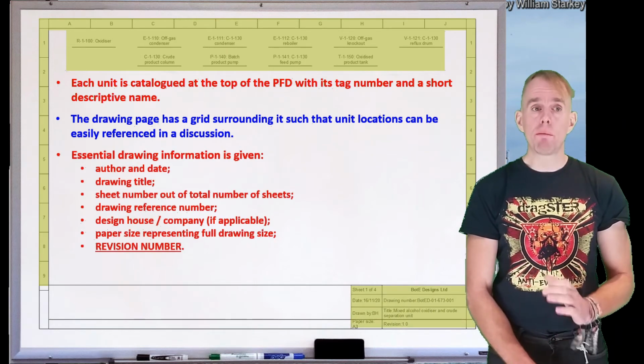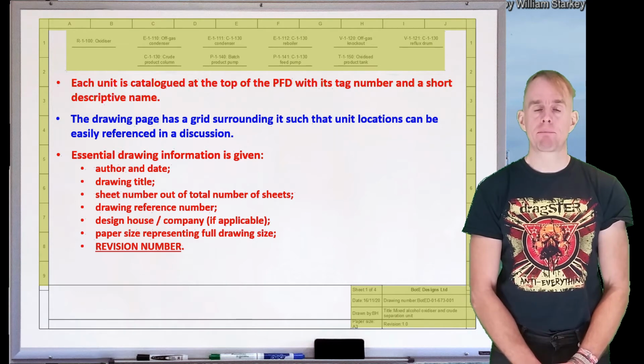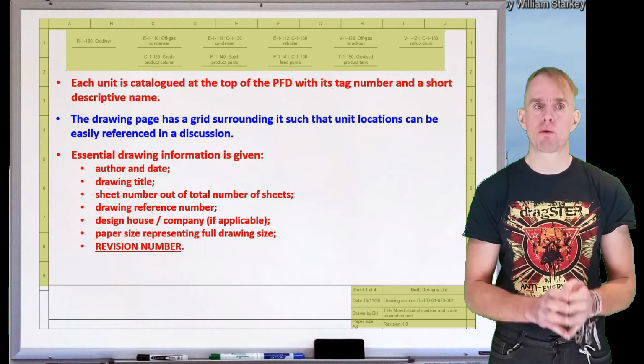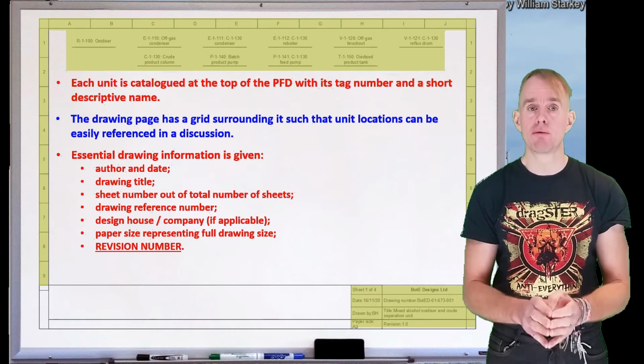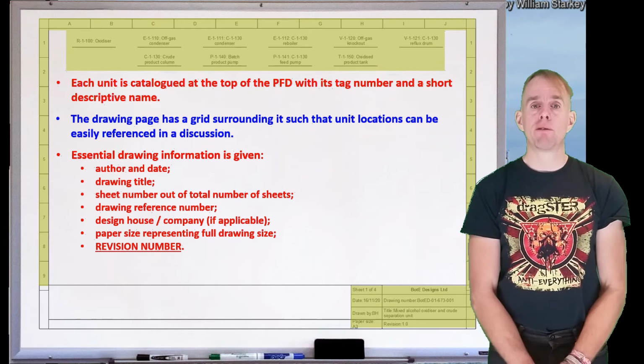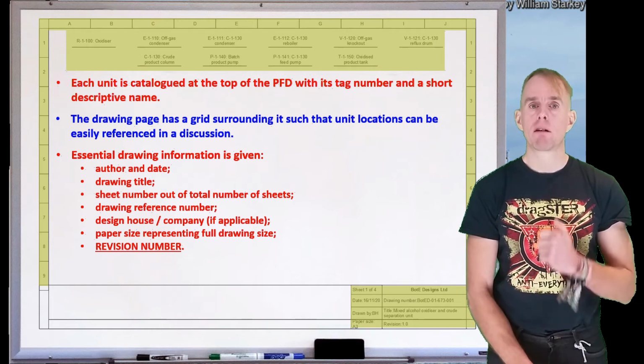Finally, and almost most importantly, there's some information at the bottom here. This is about what version the drawing is, when it was drawn, what it pertains to, who drew it, and so on and so forth. I've given a list of information that should appear there, but the most important one is at the bottom, revision number.